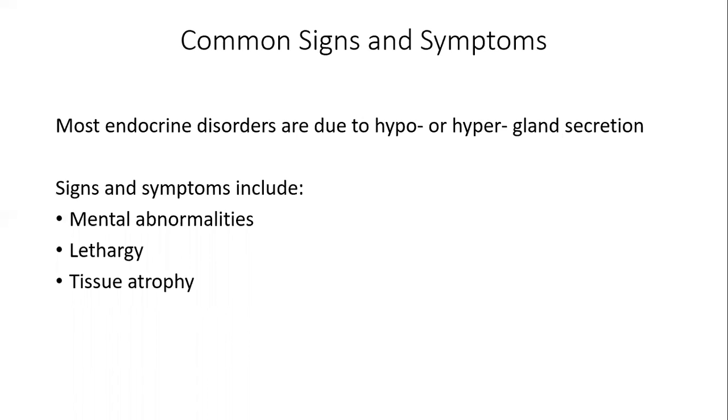Common signs and symptoms. Most endocrine disorders are due to hypo or hyper gland secretion, so too much or too little. Signs and symptoms include mental abnormalities, lethargy, and tissue atrophy.